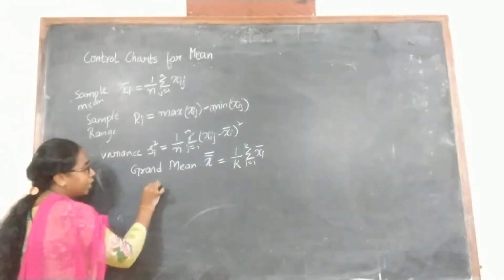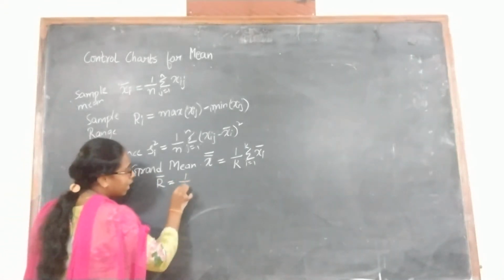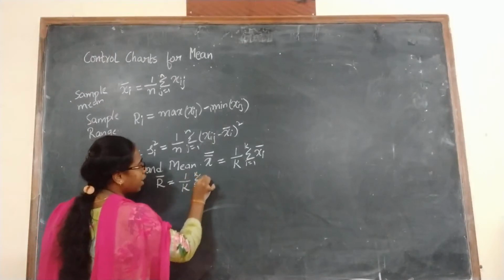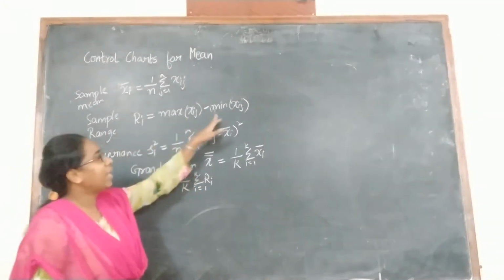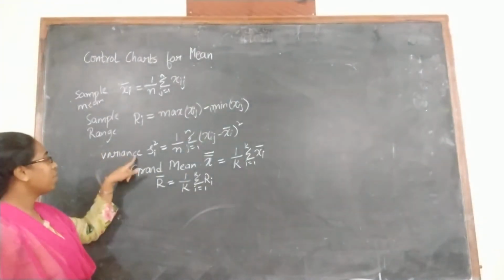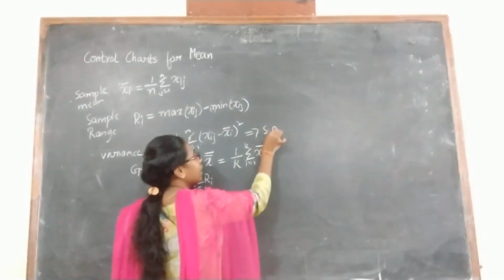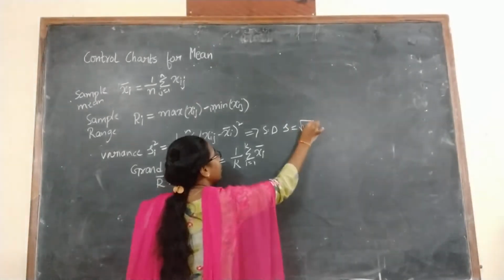Next, you need to find R bar. So R bar equals 1 by k summation i equals 1 to k Ri. Whatever range values you got, you need to find the mean of those range values. And you will get the variance value. From this variance, you can find the standard deviation, that is S equals root over variance.